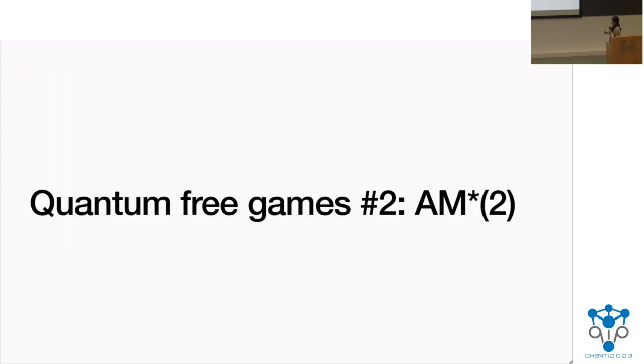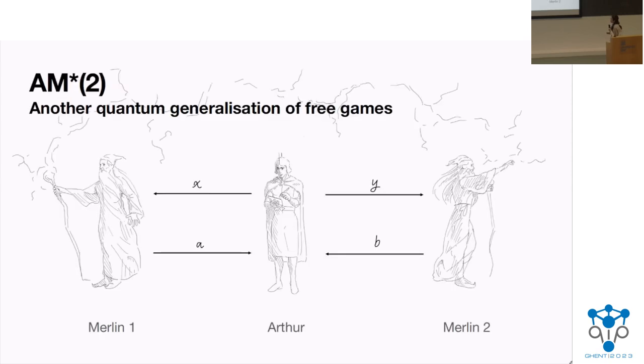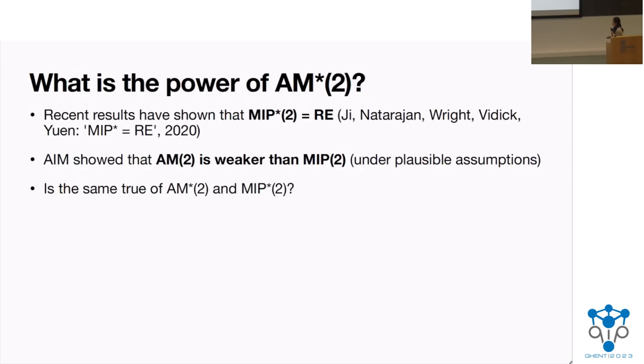So we saw one generalization of classical free games, which was QMA2. But there's another one, which is maybe more obvious. Take the normal free game model, where the questions X and Y must be uncorrelated. You have two Merlins, you send questions to them, they give you answers, but now just allow the Merlins to share entanglement. This should be familiar, right? This is exactly the transformation that takes classical MIP to MIP star. Recent results have shown that MIP star is equal to RE.